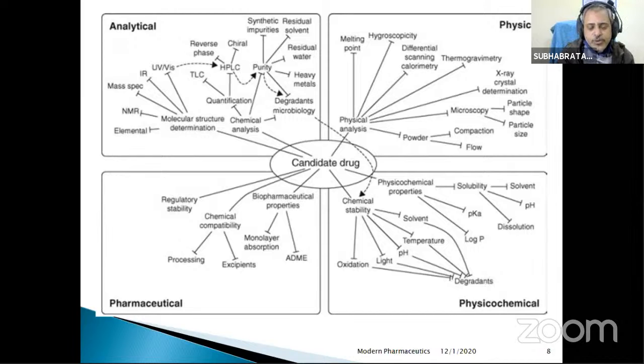Now, if we go to the basic pre-formulation cycle that we have seen in the earlier class also, the foremost thing that needs to be done is analytical pre-formulation. Why? Because in the subsequent phases, that is the physical, physicochemical, and pharmaceutical phases of pre-formulation, somehow or the other, in every step, we need to analyze the drug. For example, suppose you are going for testing the dissolution of your product.